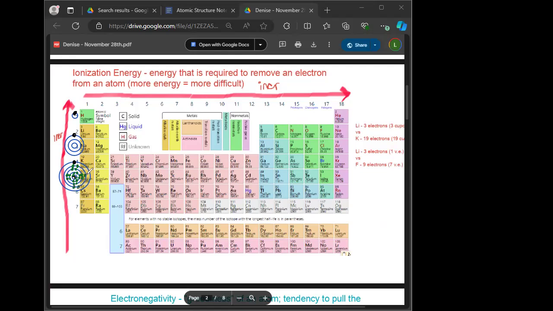And so this is what's called the shielding effect, because these electrons are literally shielding or blocking that outer valence electron from being attracted to the nucleus. And so basically, it's not going to take that much energy to take this one valence electron away from the nucleus.